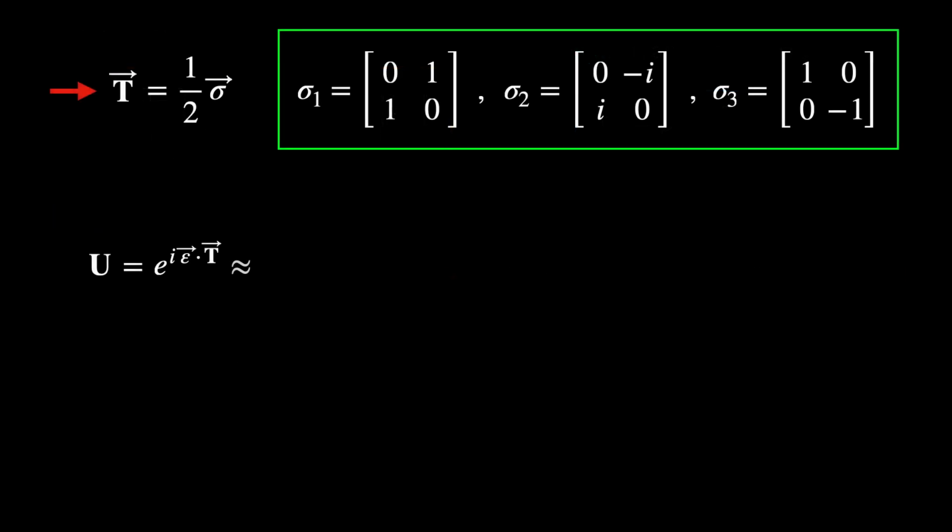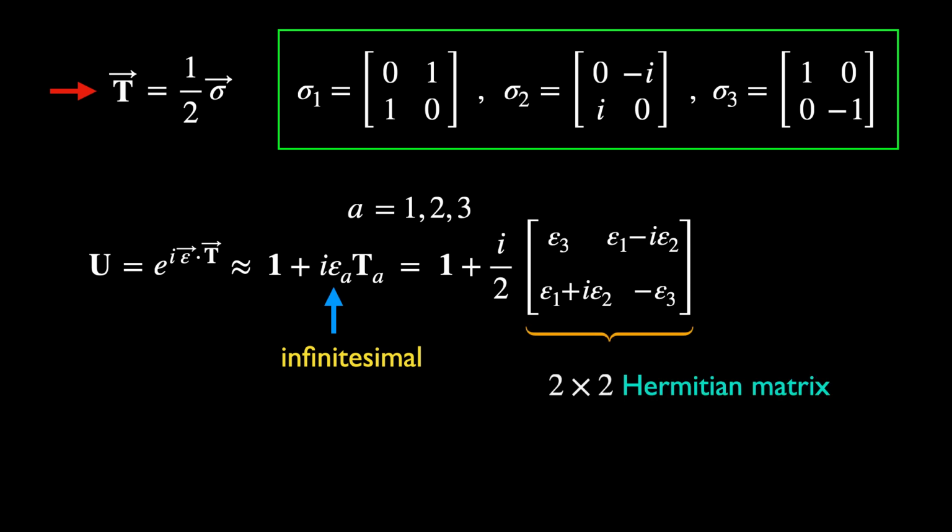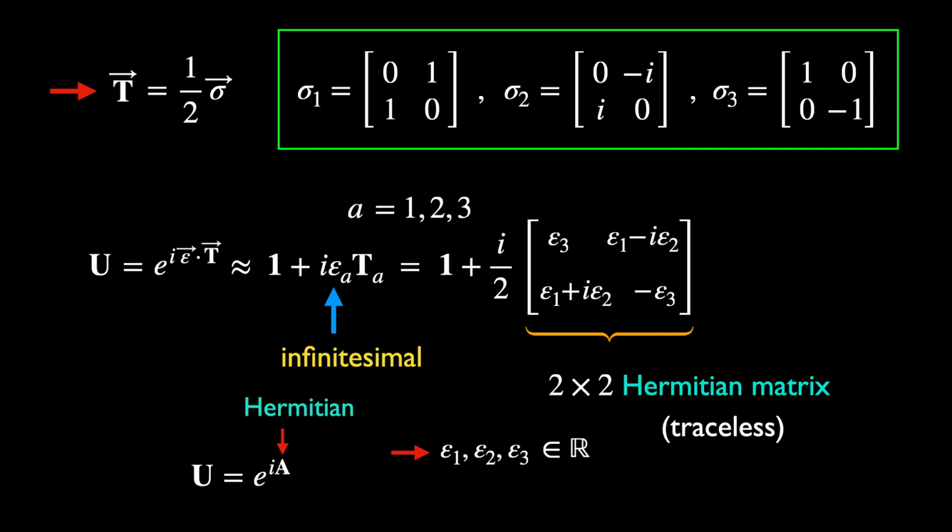Things are simpler if we just look at infinitesimal transformations. The finite transformations could just be composed out of these. If we look at this generator of U, notice that this is just the general expression for a 2x2 Hermitian matrix, which is also traceless if the epsilons are allowed to take any real values. This is consistent with the general result that any unitary matrix, which is continuously connected to the identity matrix, can be expressed as the exponential of i times a Hermitian matrix. We have derived this in Lecture 3. This result is valid for matrices of any dimensions.